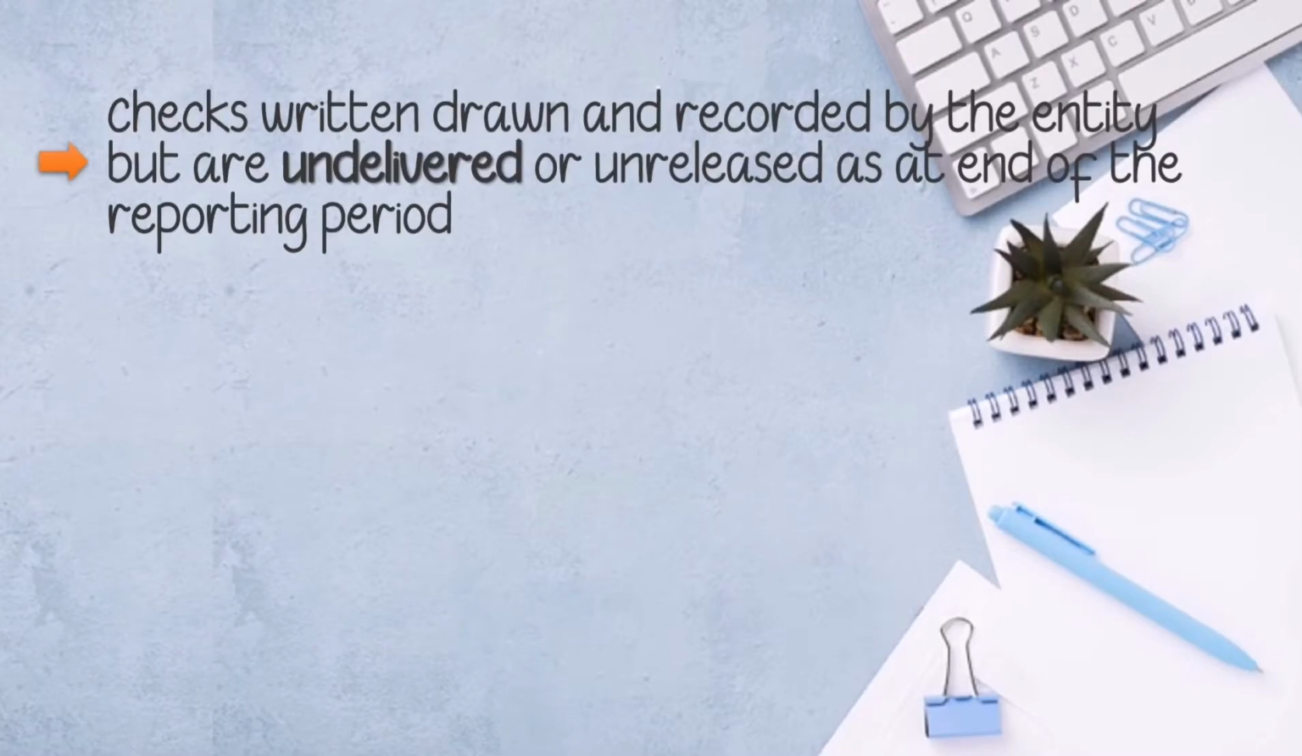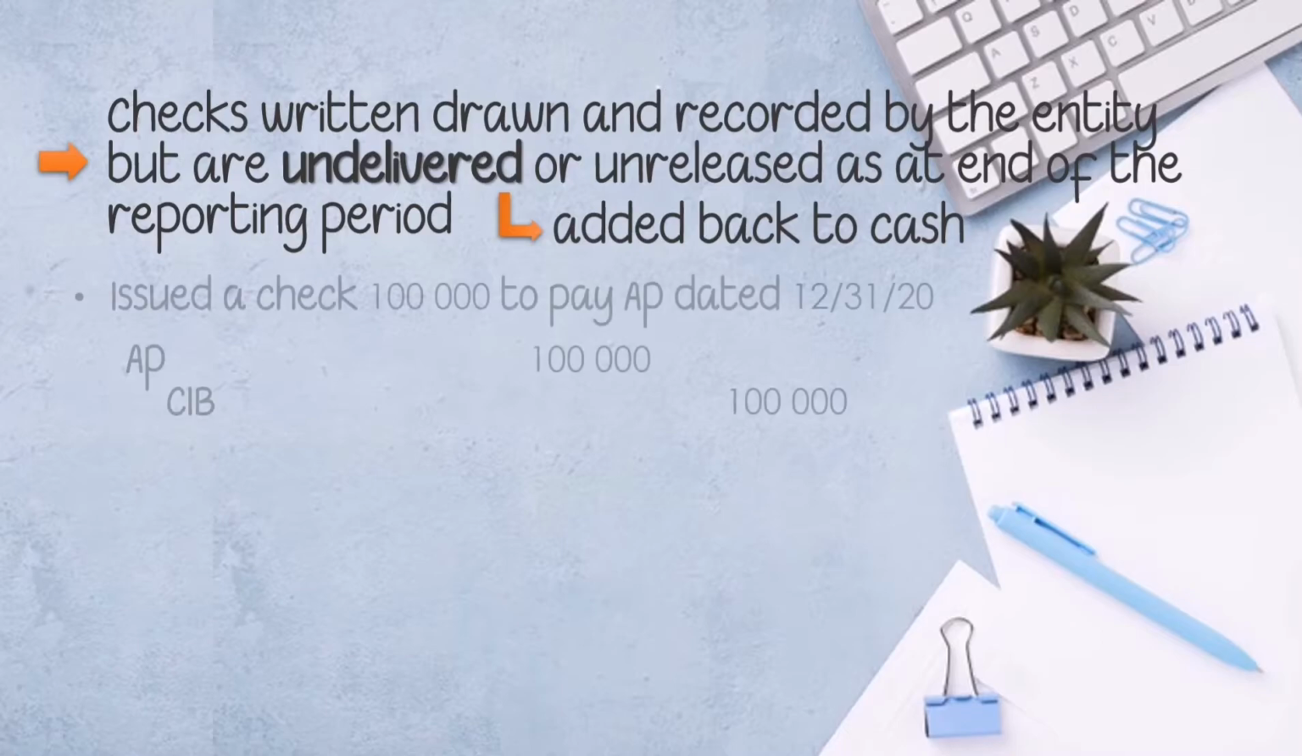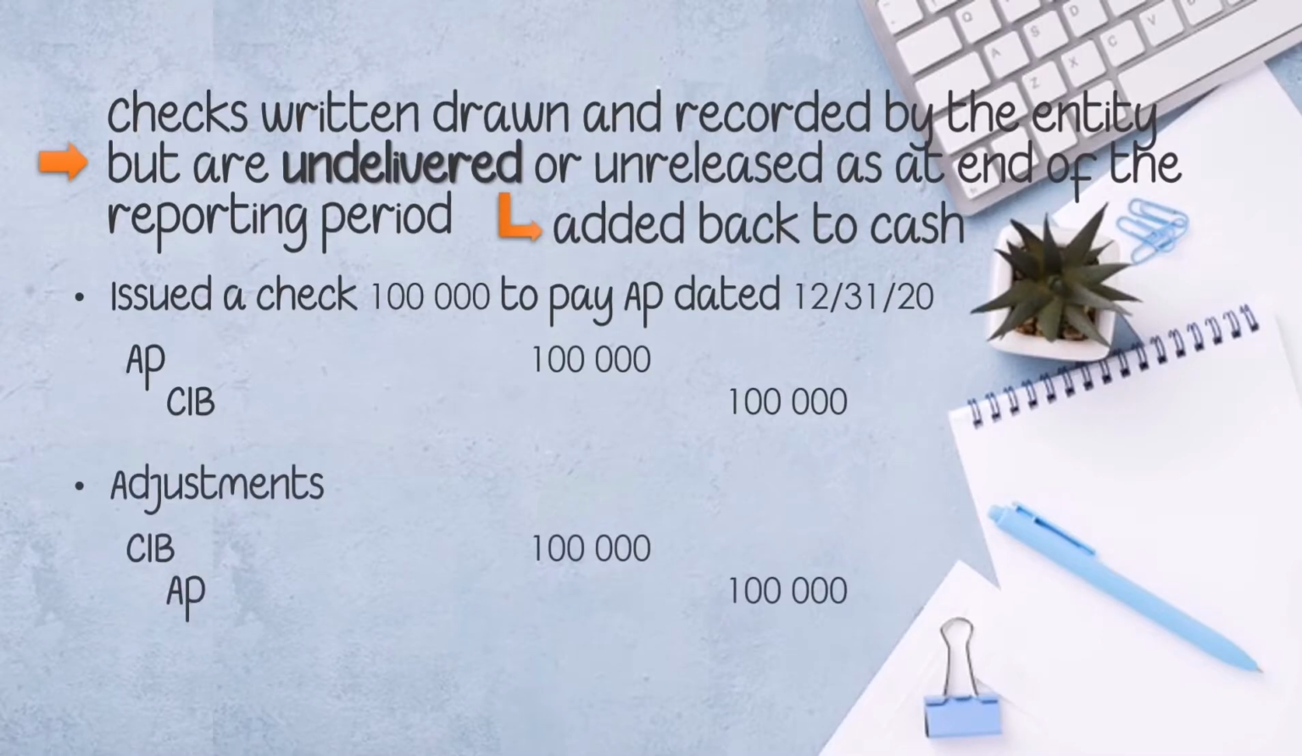So, that portion na ni-record natin will be added back to cash. So, by the issuance of the check amounting to 100,000 to pay the accounts payable dated December 31, 2020, we debit accounts payable and credit cash in bank amounting to 100,000. Pero kailangan natin itong i-adjust since the check remained undelivered at year end. So, we add back the cash, so we debit cash in bank and credit accounts payable amounting to 100,000 as well.